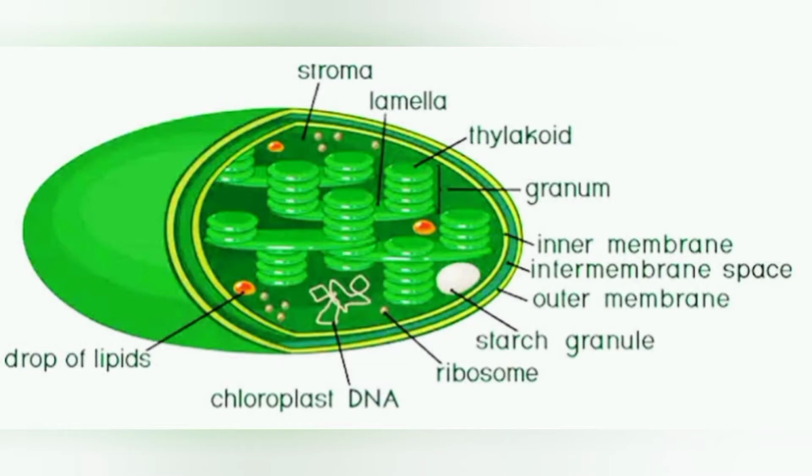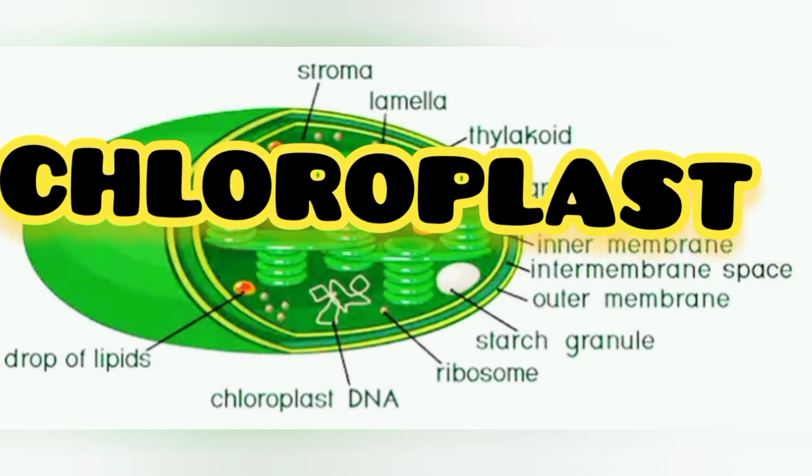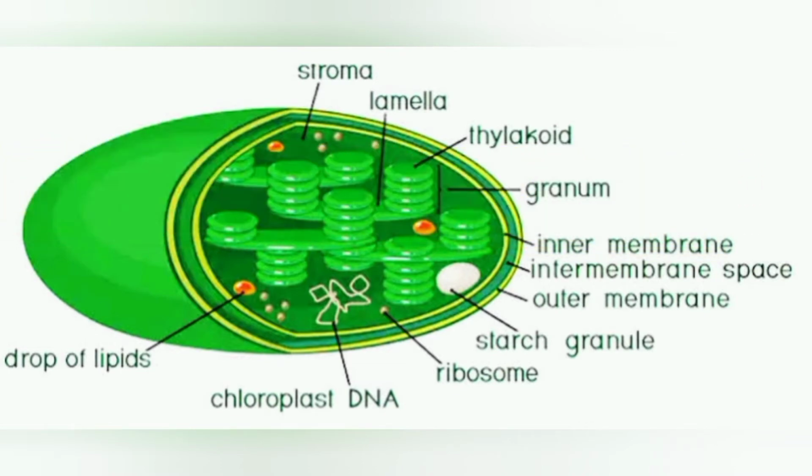Now let's see the structure of the most important plastid, that is the chloroplast. Like I already told you, the chloroplast is bounded by two unit membranes, the inner membrane and the outer membrane, and they have an intermembrane space between them. You can see in the diagram. The chloroplast has two distinct regions, the grana and the stroma. The stroma is the matrix of the chloroplast, where the grana and the other materials are embedded, and the grana are the stacks of thylakoid discs.